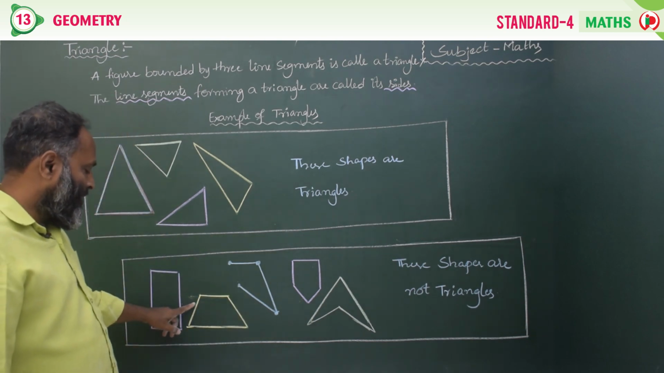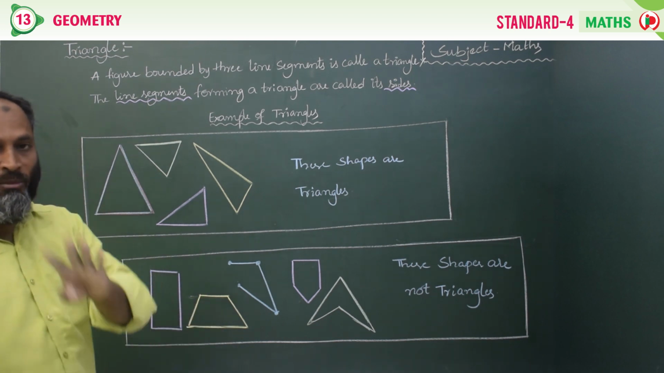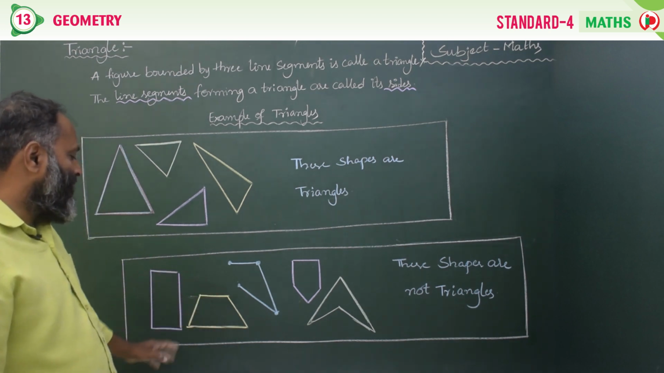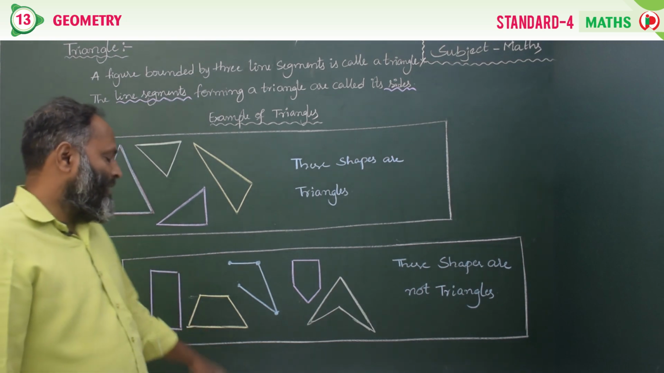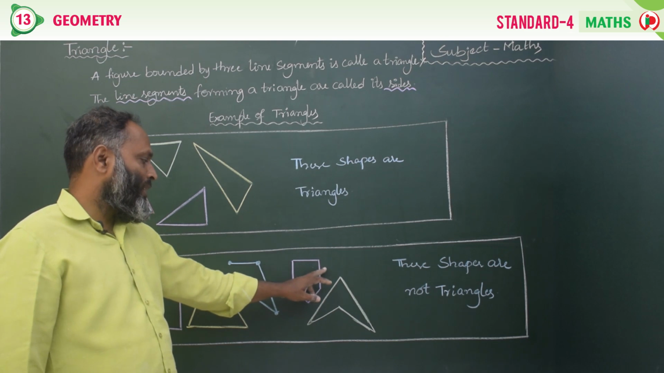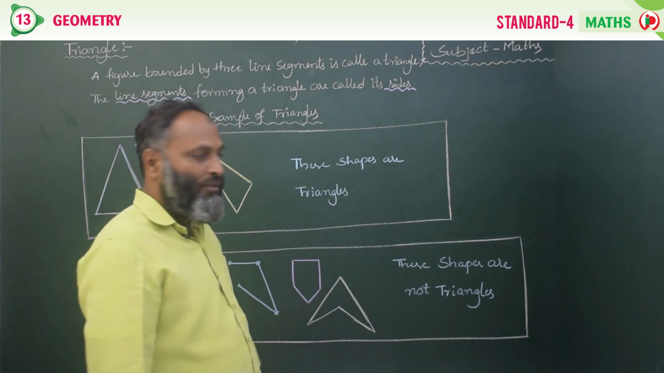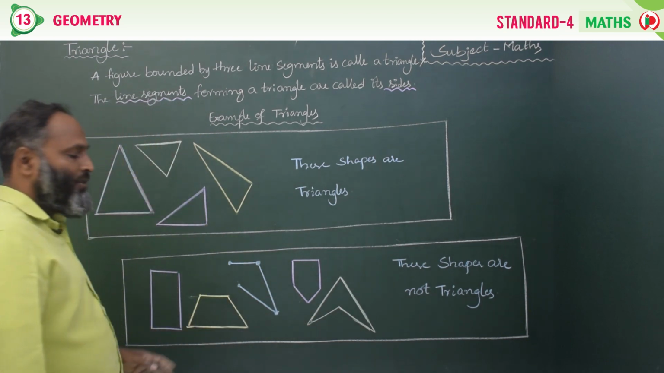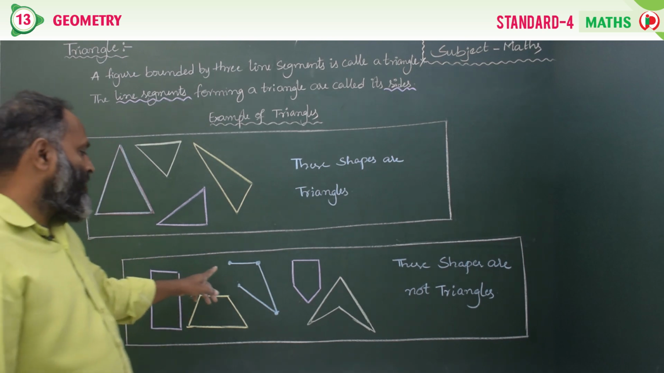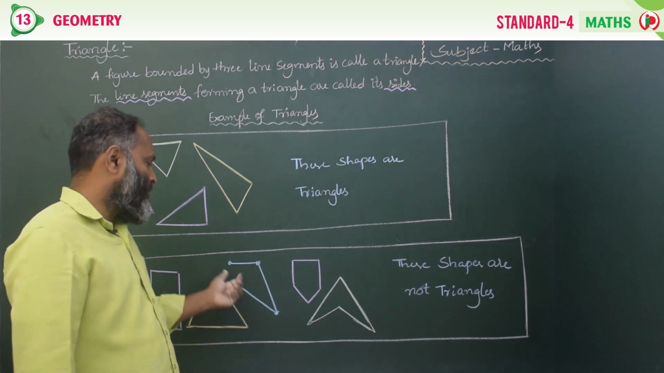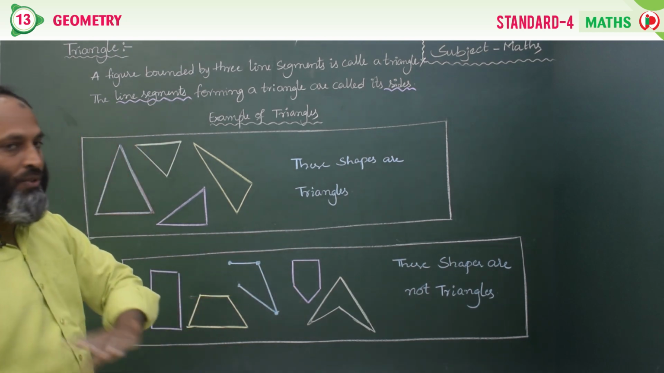The next one has 1, 2, 3, 4 line segments. These 2 are closed figures bounded with 4 line segments. Here we have 1, 2, 3, 4, 5, 5 line segments. Some are bounded with 4 line segments and some with 5 line segments. This one is an open figure, so it is not bounded. That is why all these figures are not triangles.